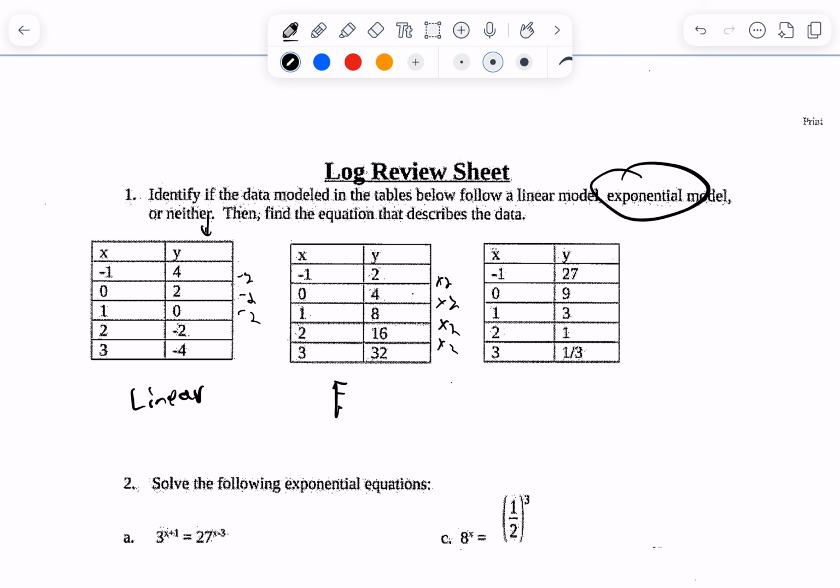So I'm just going to write exp because it's easier. And then here, it's dividing by 3. So 27 divided by 3 is 9. 9 divided by 3 is 3. 3 divided by 3 is 1. 1 divided by 3 is 1 over 3, a third, and so on. So that's also an exponential model.